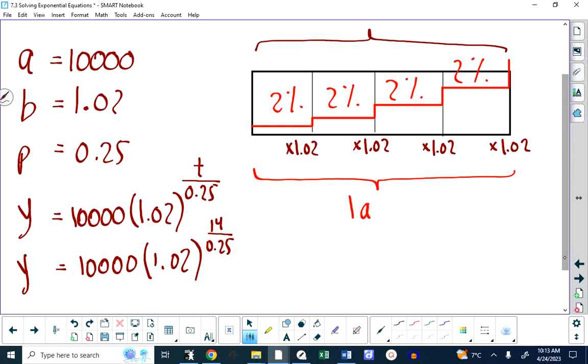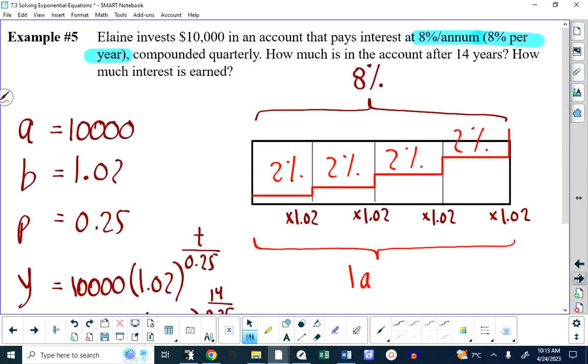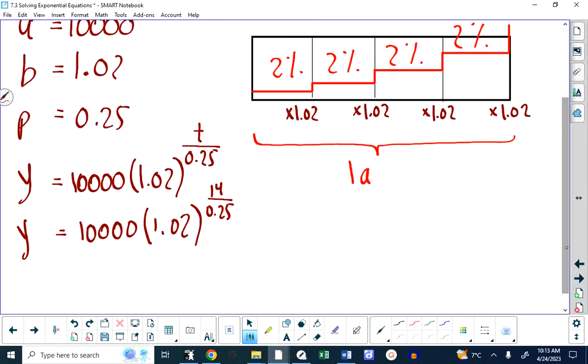If we go back and look at Jerry's investment, Jerry had an exponent of 14. So he got 8% 14 times. His investment was multiplied by 1.08 14 times, or his investment increased by 8% 14 times. The 56 is telling you that Elaine's investment is getting interest 56 times throughout the whole 14 years. It's getting interest 4 times as often. So now we can work this out and almost be done with it.